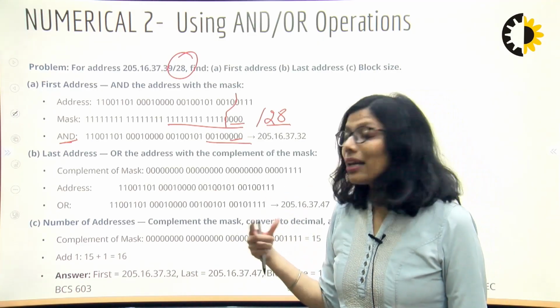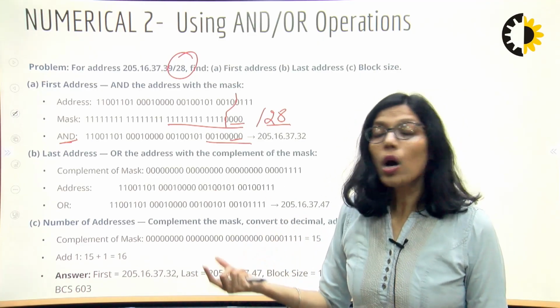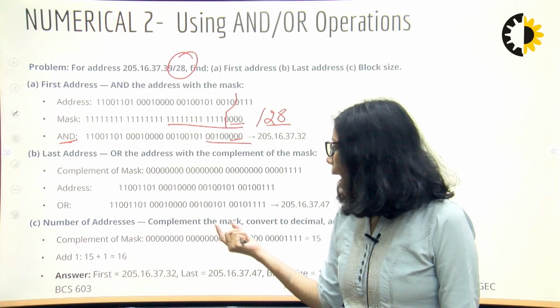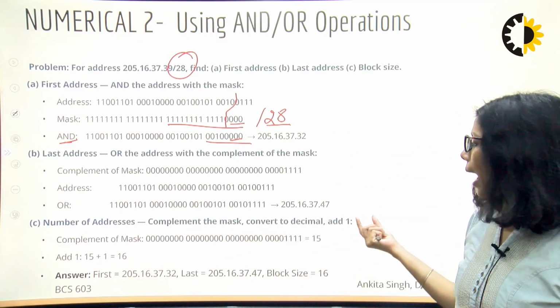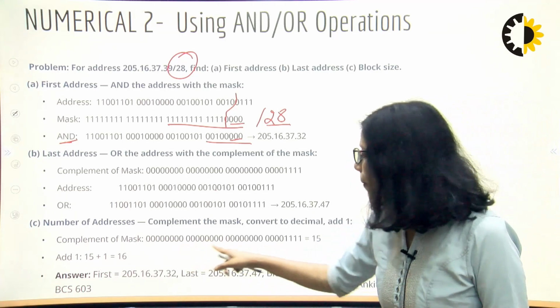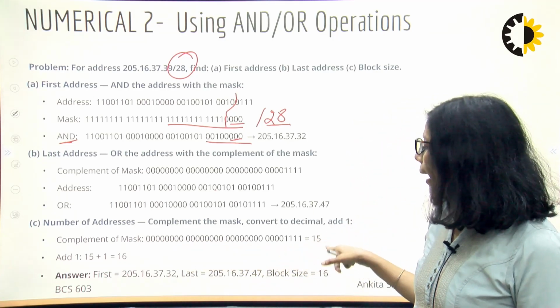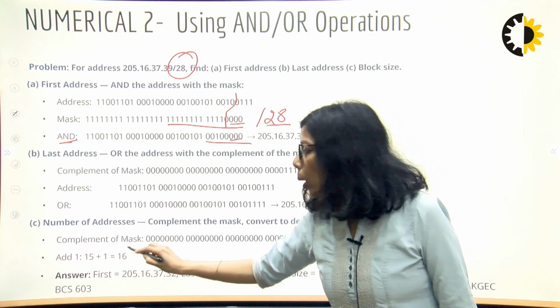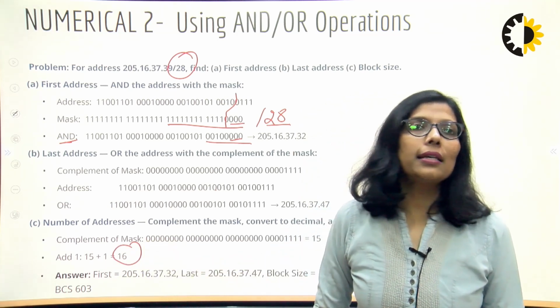Now, how to get the number of addresses possible? I will complement the mask, convert it to decimal and add 1. So what I have done is complement my mask and add 1 to get my total number of hosts. So it is as simple as that.